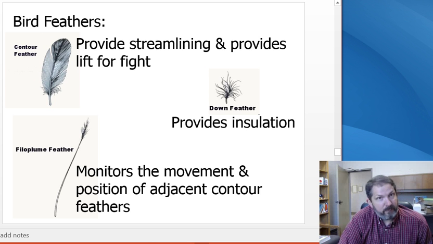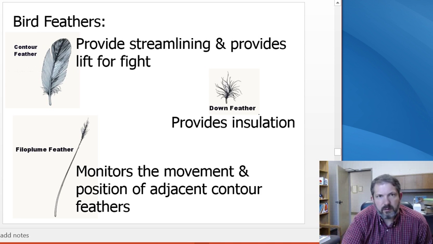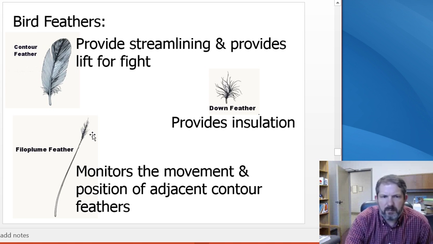Birds have a variety of feathers. The contour feathers are involved in flight and covering the bird's body, keeping it streamlined. The down feathers are going to be right next to the body. They're fluffy and they keep in the heat, which is very important. And then there are filoplume feathers, which monitor the movement and position of adjacent contour feathers. This is more for the bird to have a sense of its feather positions, so you see birds preening themselves all the time, putting their feathers back into place so that they can be effective flyers.